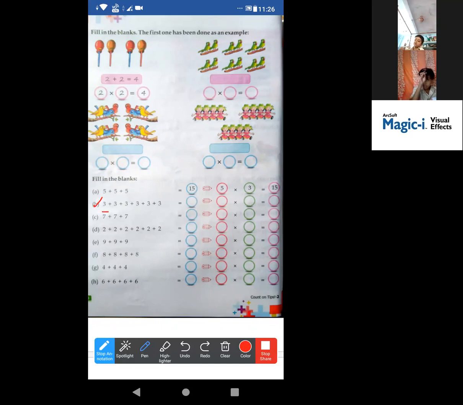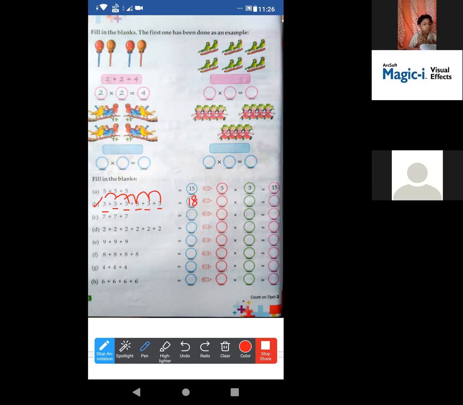Look, 3 plus 3 plus 3 plus 3 plus 3 plus 3. Just count. 3 plus 3, 6 plus 3, 9 plus 3, 12 plus 3, 15 plus 3, 18. So just here write 18. Is it clear? The first one.